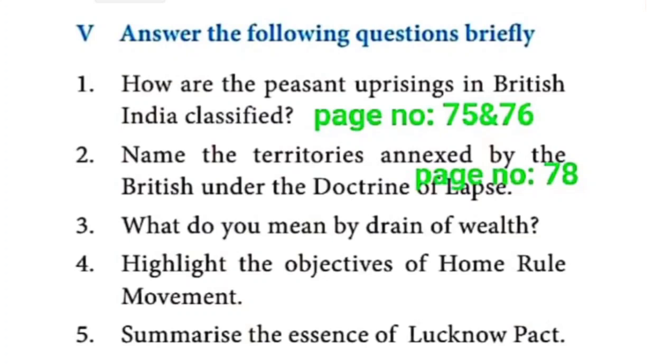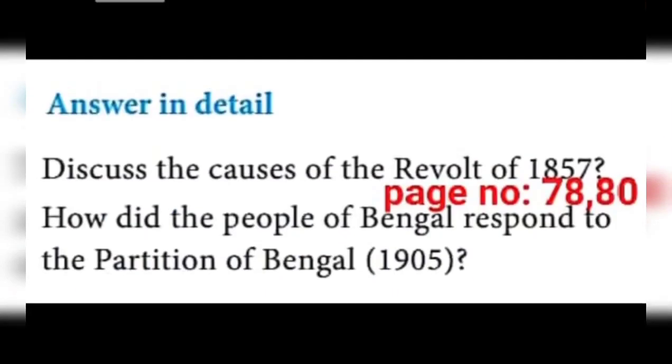Page number 78, under the doctrine of lapse paragraph. Where it is given is the causes paragraph, the causes, annexation policy of the British, in the third paragraph. Under the doctrine of lapse, from Satara onwards, from the last third line, Satara onwards till the doctrine of lapse. That's all. Next, the essay answer.